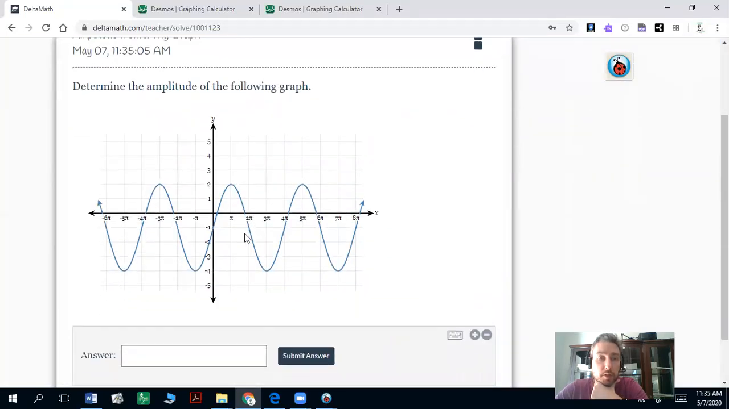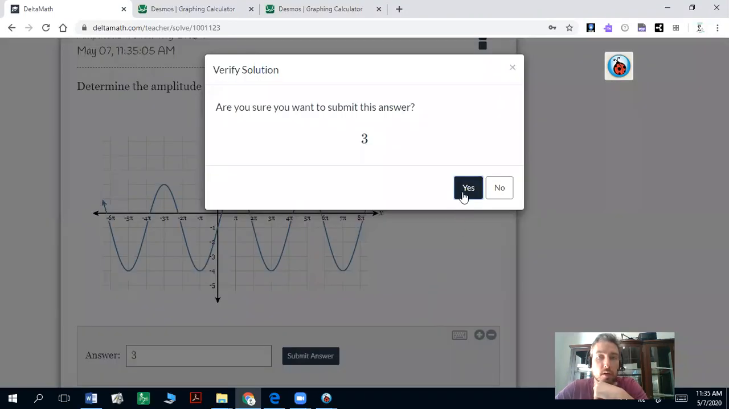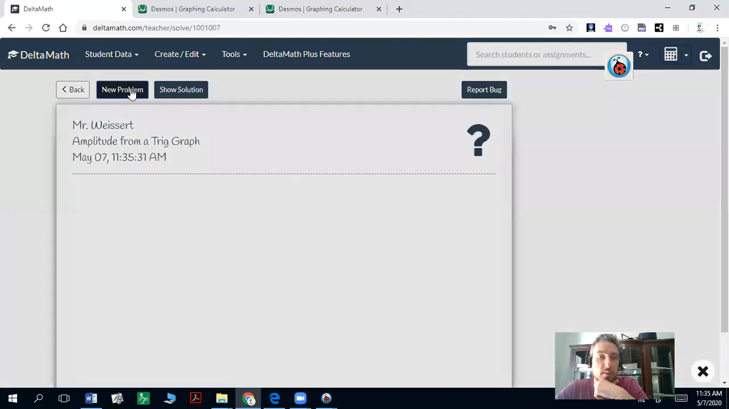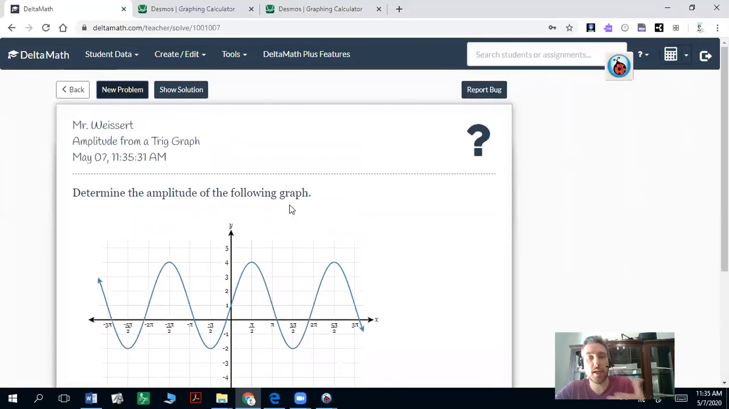Okay, in this problem here, the maximum's at 2, the min's at -4. The midline would be right here at -1. Starts at the midline. So it's going to go up 1, 2, 3. 1, 2, 3. So that amplitude again is 3. Hopefully you get the idea here. We can keep going on forever, but the amplitude is basically half the overall vertical distance, the distance from the midline to the max or min.